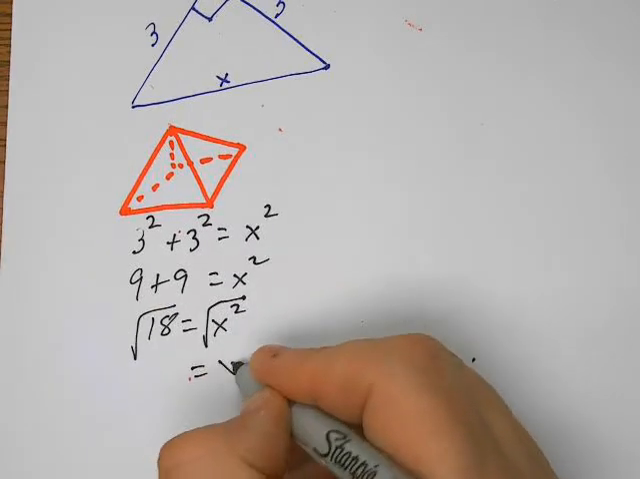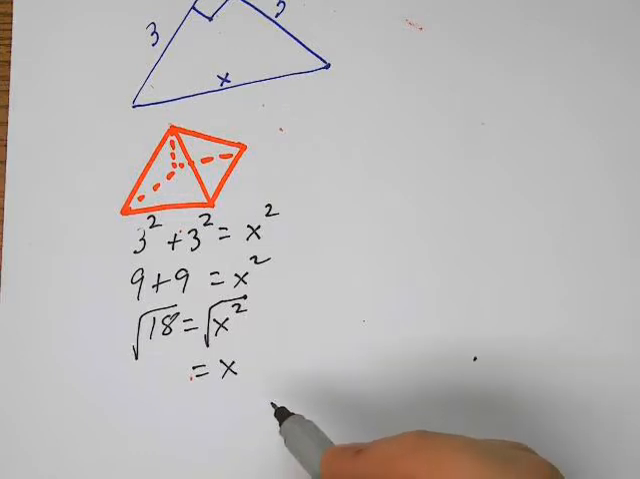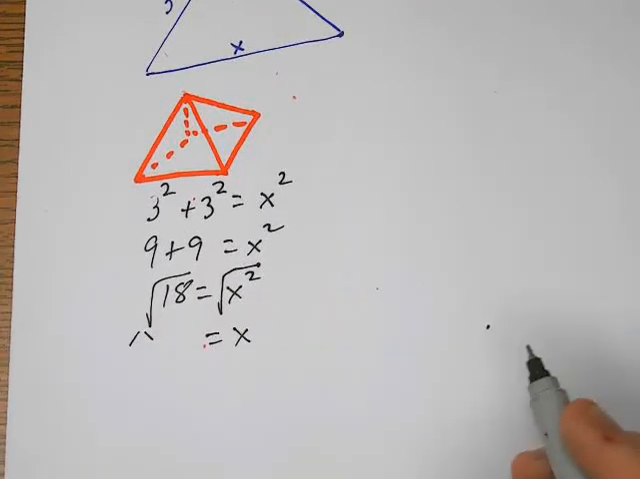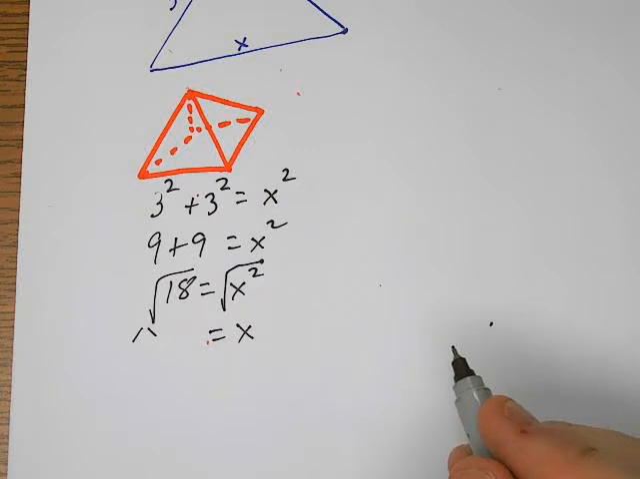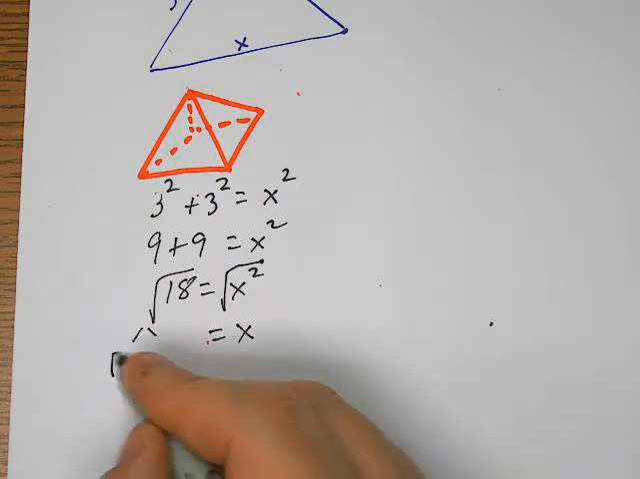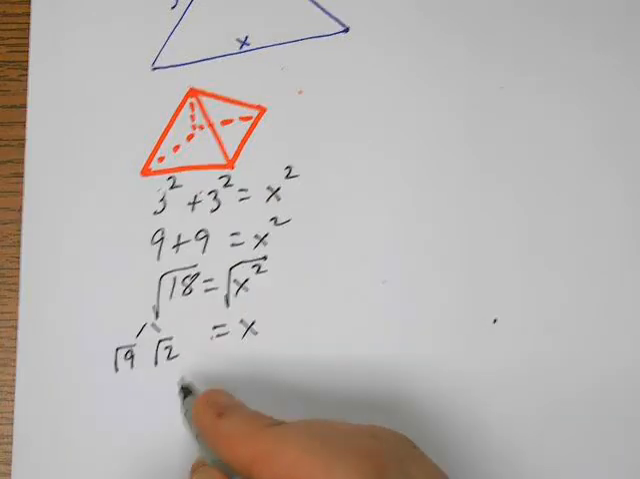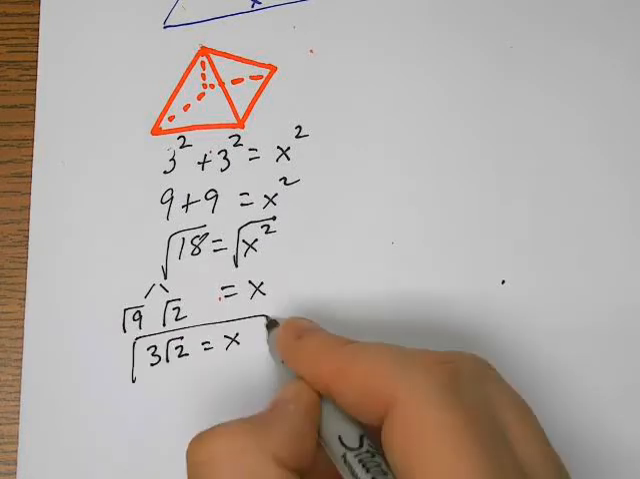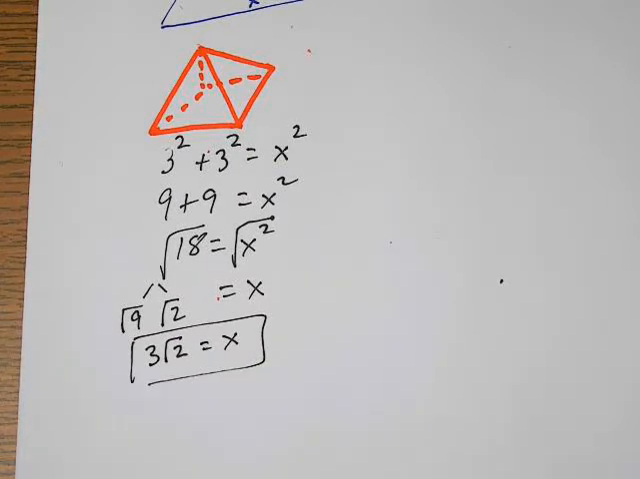So then we have x over here. What's the square root of 18? 4.24. Okay, what if we said no decimals? Oh, you got to factor it. Square root of 9 times the square root of 2. We end up with 3 radical 2.